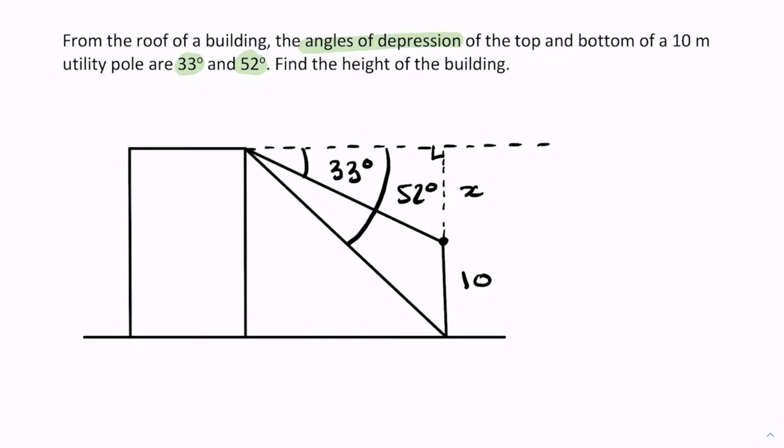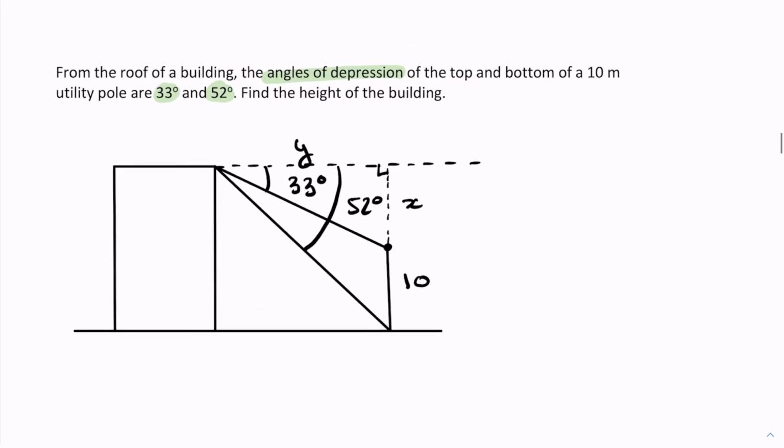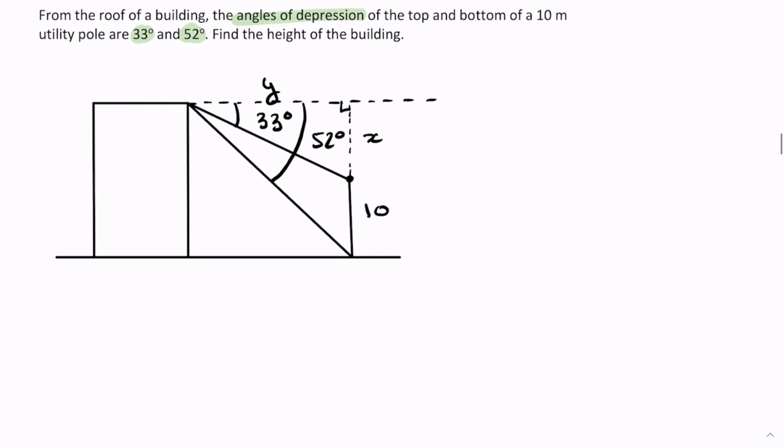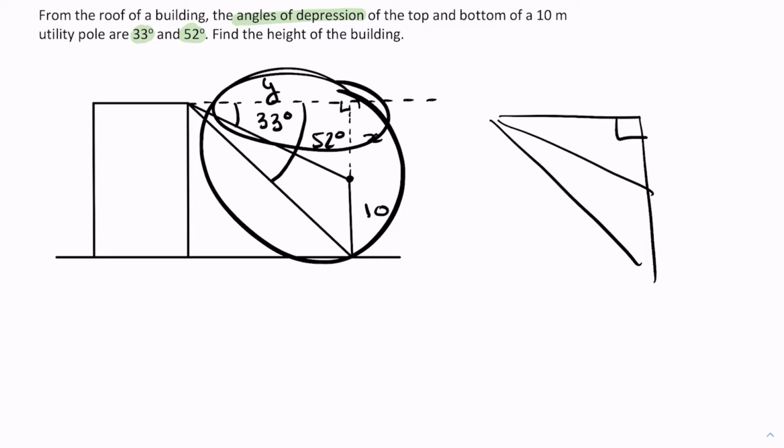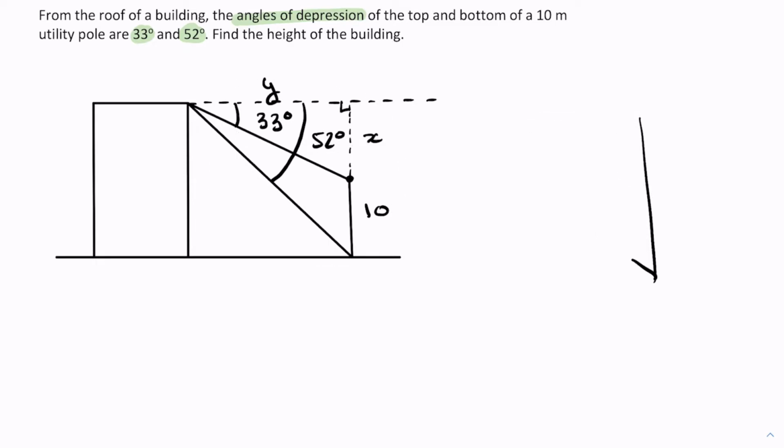But I'm probably going to have to introduce a new variable, so I'm going to put a y over here, and let me set up my equations. I'm using opposite and adjacent. You can see this as two triangles, kind of upside down. You have this one here, then this bigger one, which is upside down, but nonetheless they are right angle triangles. Let's set up our equations.